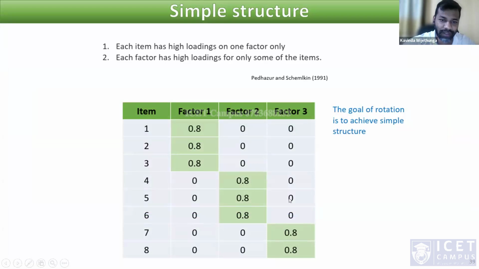Then here it has high loadings on one factor only. Right? So then here we can take another factor. The goal of this rotation is to achieve the simple structure.